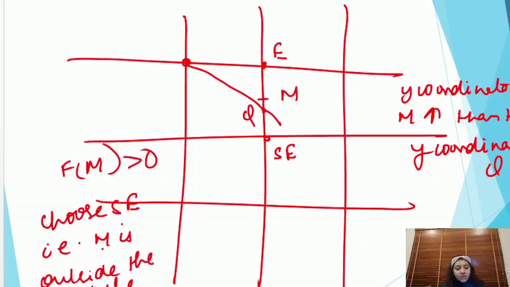Now let's see how we will calculate the value of d new in both the cases, when we choose the east pixel and when we choose the southeast pixel.